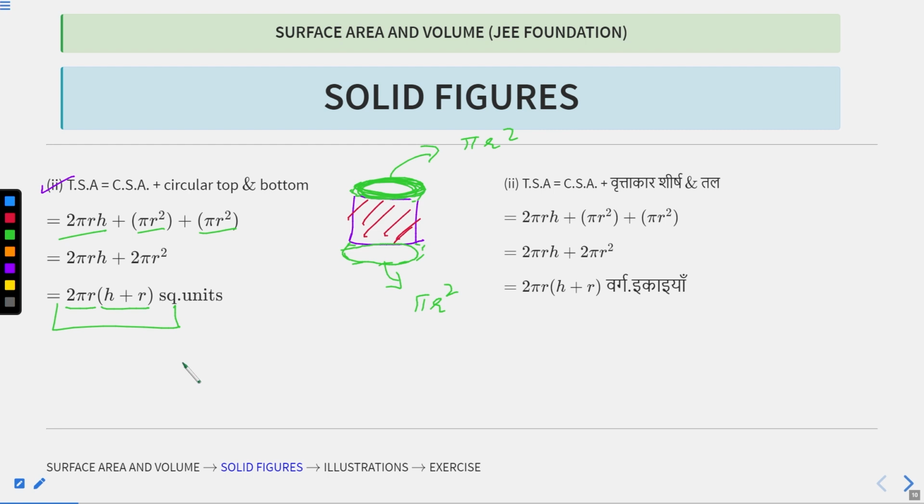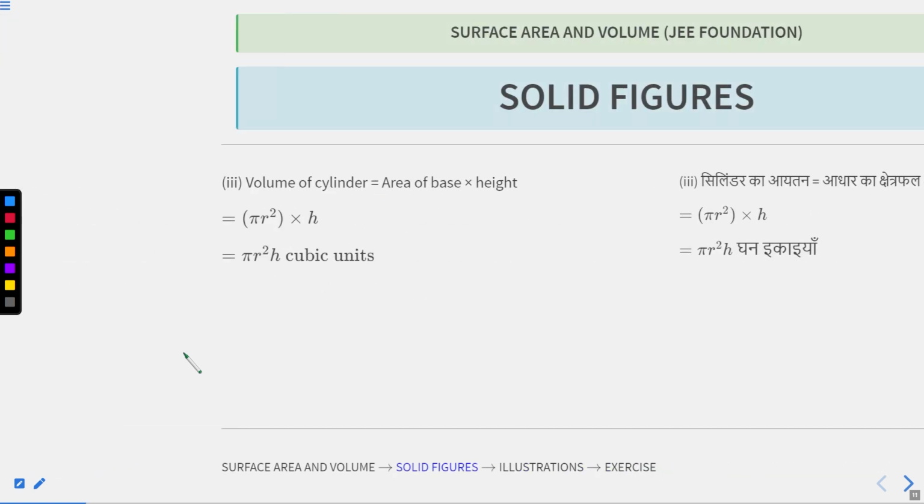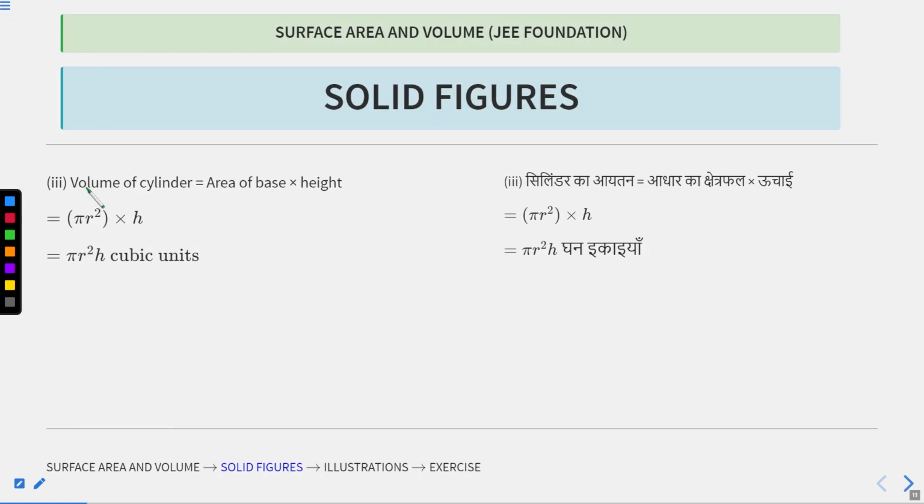I hope this is also clear to you. Now let's move to the volume of a cylinder. The volume of a cylinder is just the area of the circle times the height. If you see, I'm just putting little circles one over another till this height, and so I will get my volume.